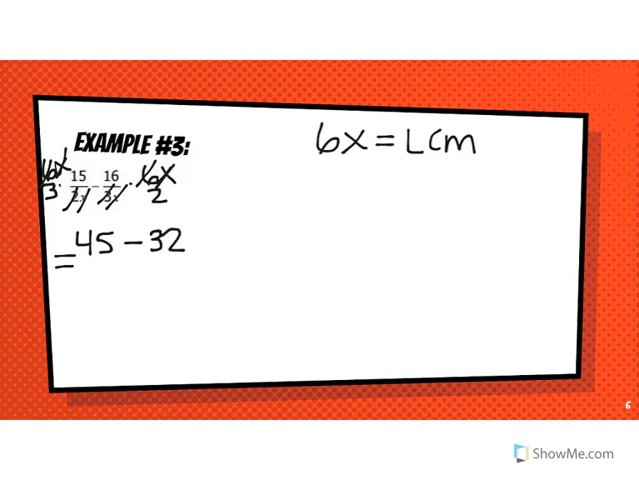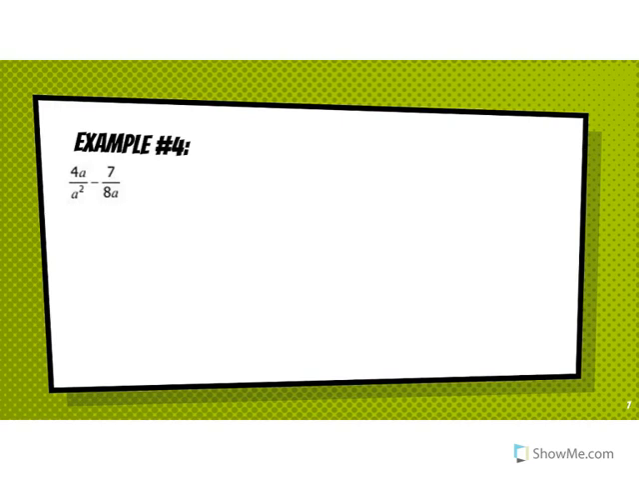Okay, and so when we have 45 minus 32, we get 13. And then our LCM gets rewritten on that denominator because we were able to subtract those fractions all because we had a common denominator of 6x. So we get 6x down there, and we can no longer simplify our fraction.